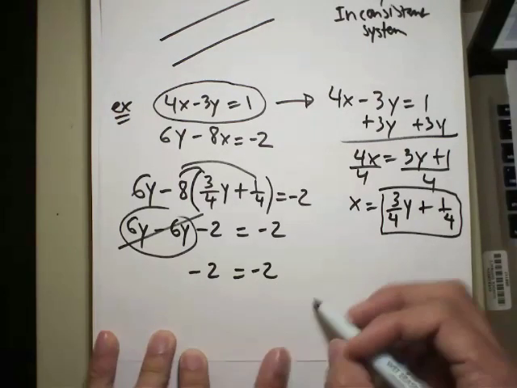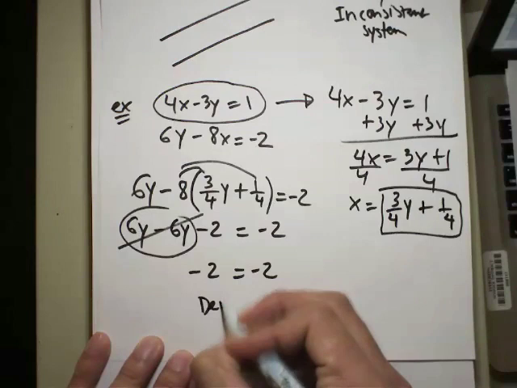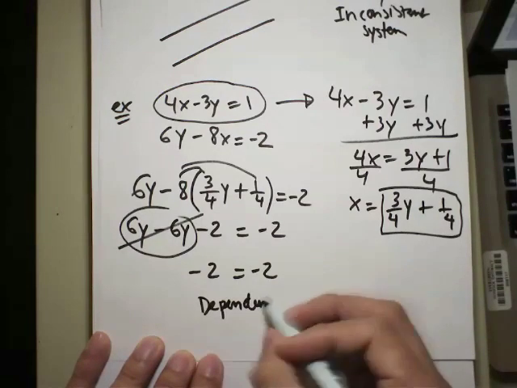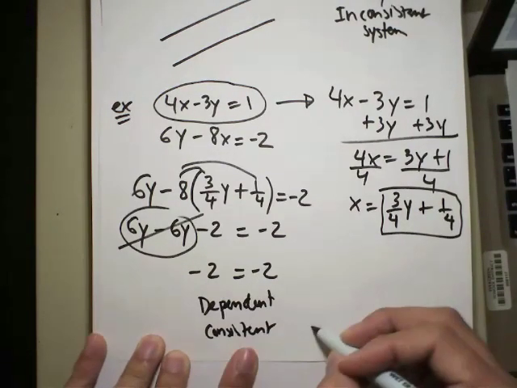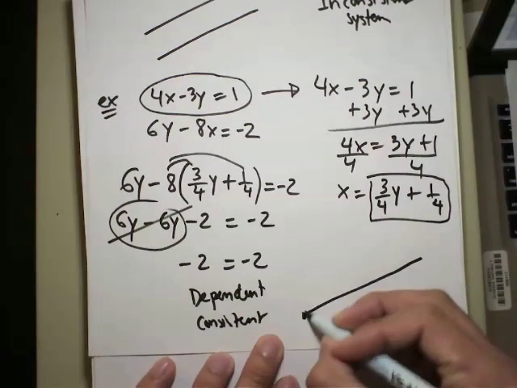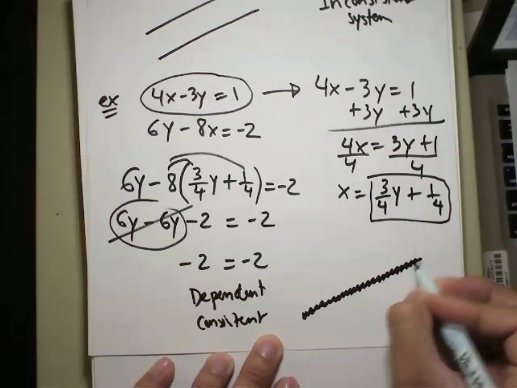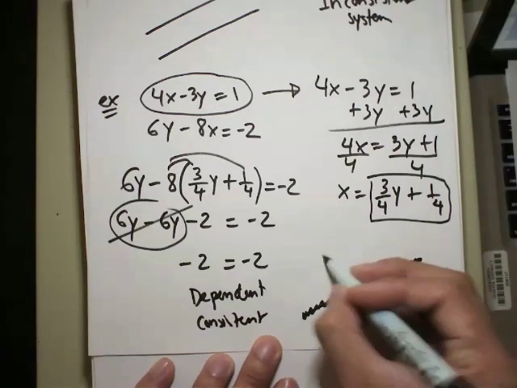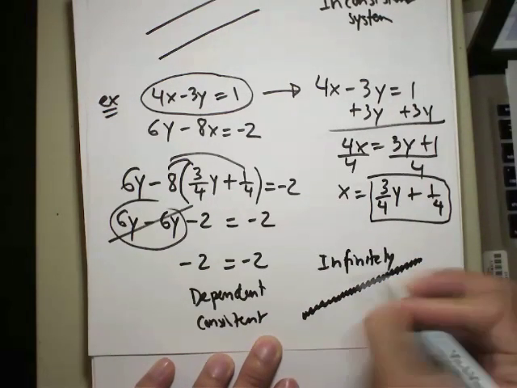You understand that that means we call this a dependent case. And it's consistent, of course. What it means is you have one line when you graph, right on top of the other one. So that means every point on the line is being intersected. So therefore, you have infinitely many solutions.